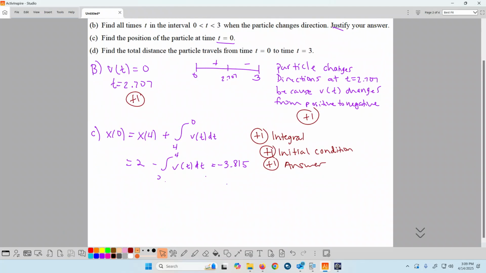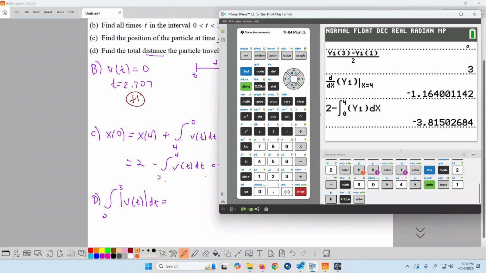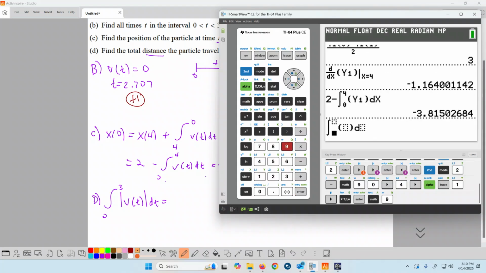Let's do that one. For part D, find the total distance the particle travels from a time of 0 to a time of 3. Now, it's been a while since we've done distance, but you might remember that distance is really just the absolute value inside of that integral. So we're just going to set this up to go from 0 to 3, absolute value v of t dt. And the nicest part about all this, it's calculator active, so it goes right up into the calculator, and this is going to be nice and quick.